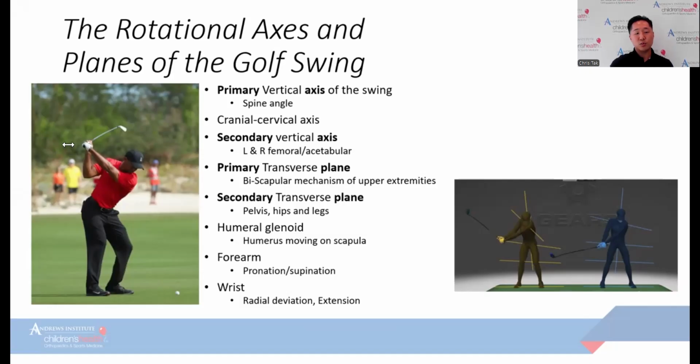your arms will be swinging and rotating around that vertical axis of your spine. And you have your secondary transverse plane, which will be the pelvis, hips, and legs rotating on the spine as well. There are other axes: glenohumeral, glenoid, and the humerus moving on the scapula. There's forearm pronating and supinating, and the wrist. You have your ulnar and radial deviation, with extension and flexion.